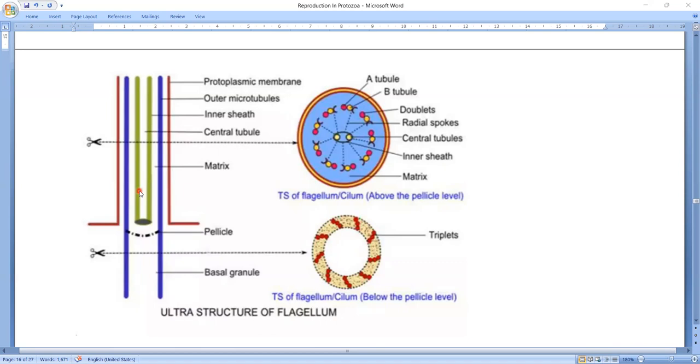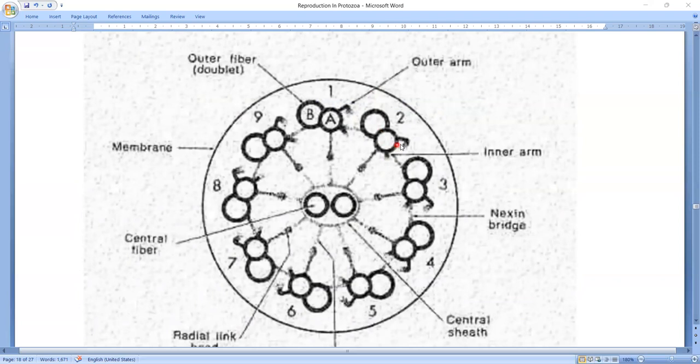Whereas the axoneme is surrounded by a protoplasmic membrane in flagellum and pellicle in cilia, both structures are similar. Inside the outer sheath is the protoplasmic membrane. The matrix is present, and the supporting material of a flagellum or a cilium contains an outer paired 9 tubules and an inner unpaired 1 pair of central tubules. They are surrounded by the inner sheath, and here you can see each doublet contains a pair of dynein arms, which have ATPase activity.